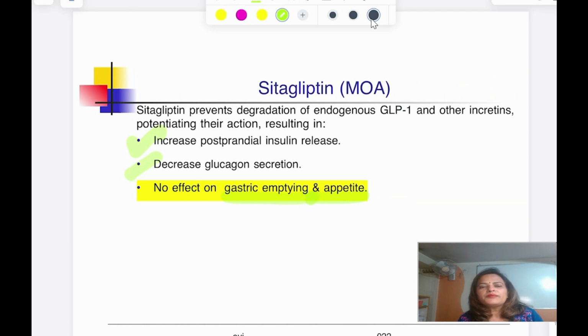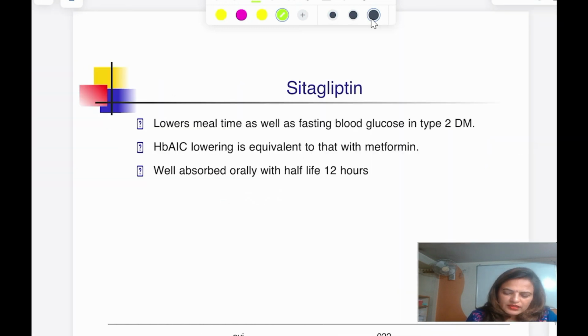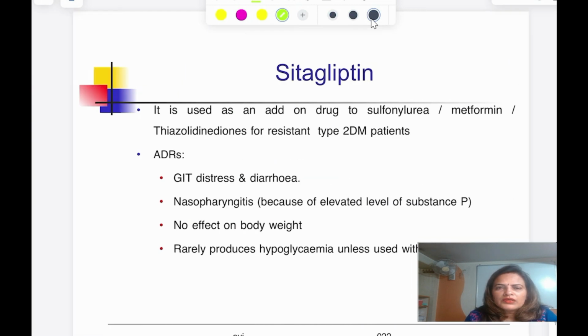The only difference between all these is that a few bind only to DPP4, and a few bind to DPP4 and other DPP4-like enzymes, as they are not that selective, and they bind covalently. Ultimately, whatever gliptins there are, they lower fasting blood glucose as well as postprandial glucose and HbA1c, equivalent to metformin, and we give them by oral route. This is the mechanism of action of this drug.